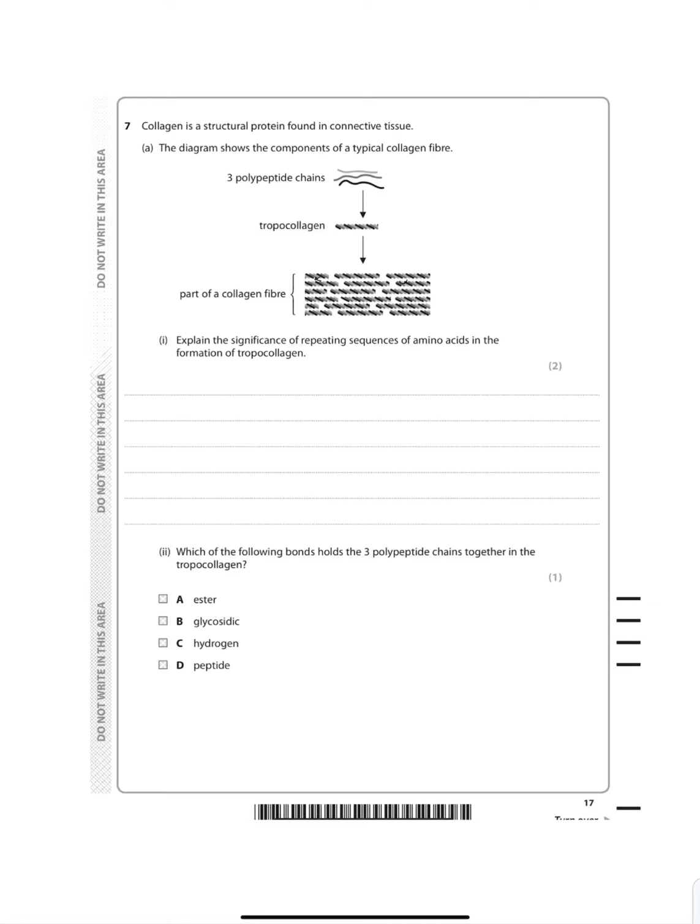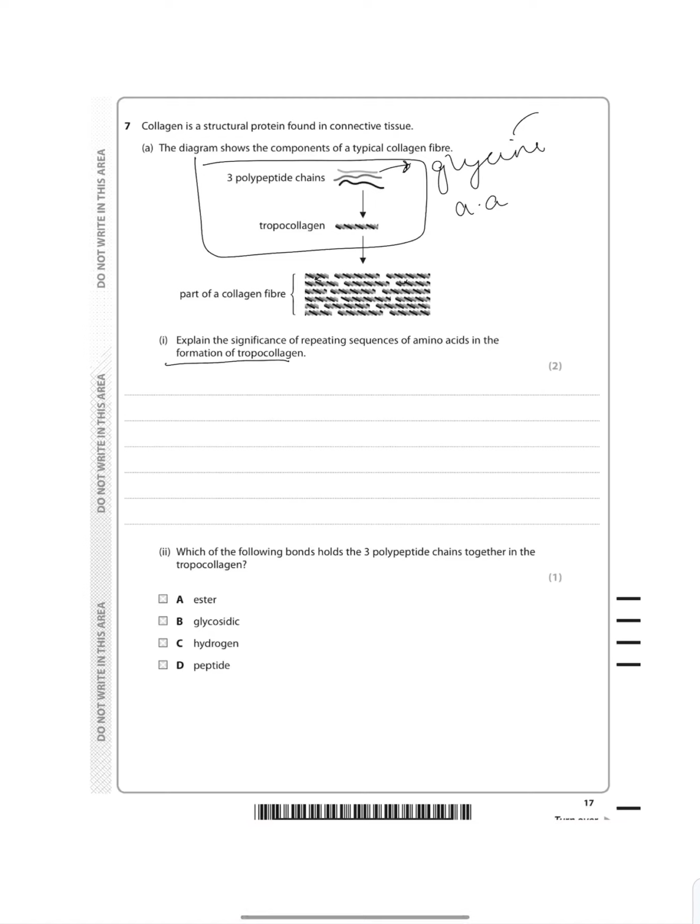Okay, they're saying formation of tropocollagen, so therefore they're talking about this. So actually what they want is just this bit. Few will know this, but the actual amino acid involved here is mainly just glycine. If you didn't know this, then you could get away by just saying that it's an amino acid. You don't have to give them the actual amino acid name.